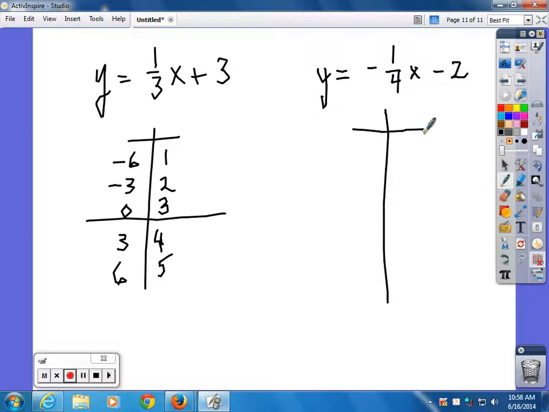All right. So if I gave you y is equal to negative 1/4 x minus 2, you would just pick negative 8, negative 4, 0, 4, and 8, and do the math. If you pick negative 2, negative 1, 0, 1, and 2, then you're going to have fractions. So whenever you're looking for points, you're always going to put under the x two negative numbers, 0, and two positive numbers.